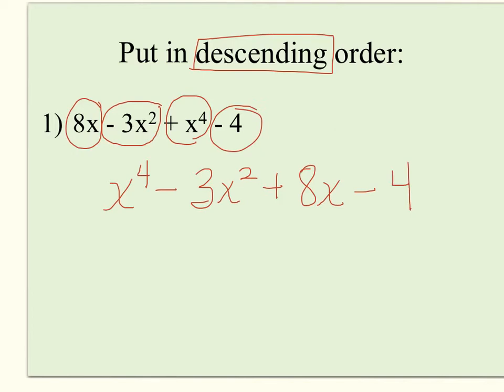So now I have my exponents in descending order. 4, 2, 1. There is no exponent of 3, so I don't need to put anything in that place. Notice that I kept the correct sign with each term. The minus 3x squared, the plus x to the 4th, and the minus 4. It's very important that you pay attention to which sign is with each term when you're moving it around.